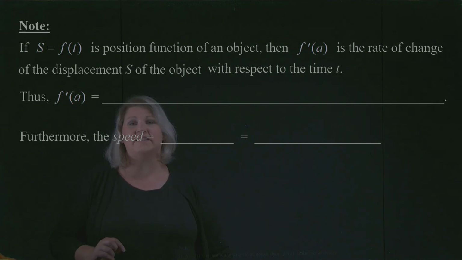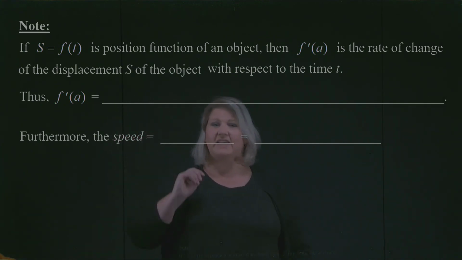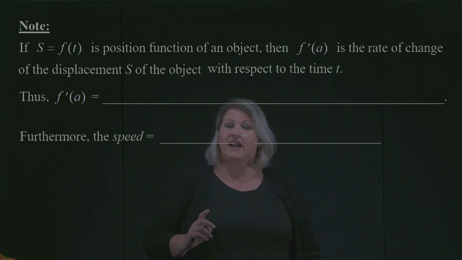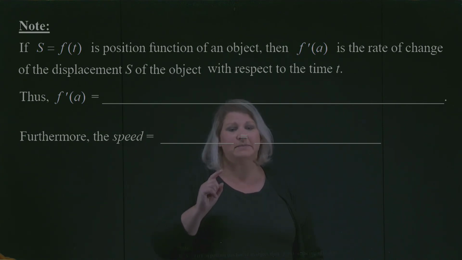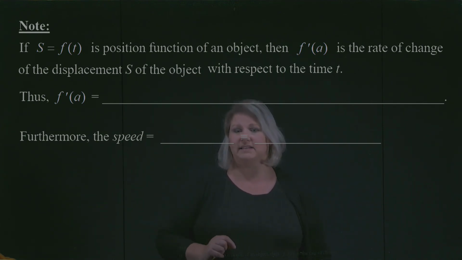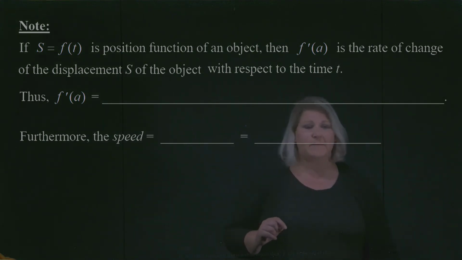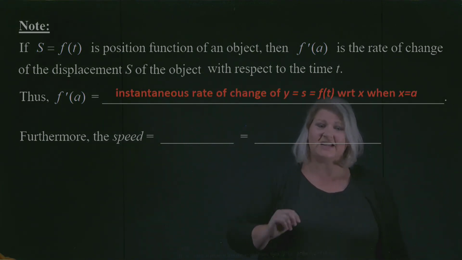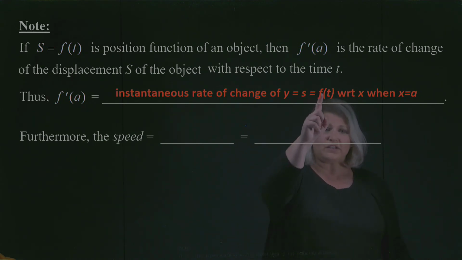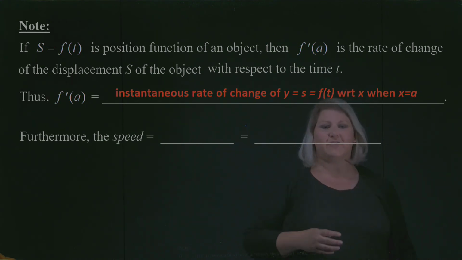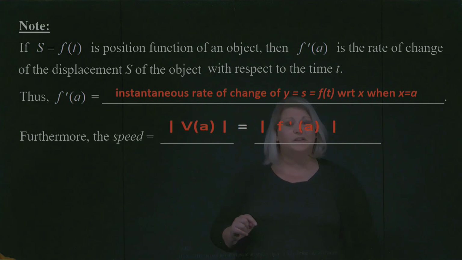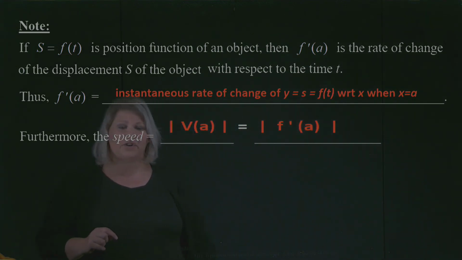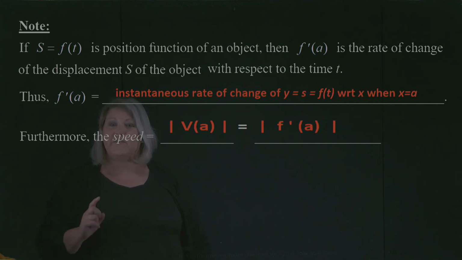Note, when we're talking about instantaneous rates of change, if s is your position function of an object, then f prime of a is the rate of change of the displacement s of your object with respect to the time t. Thus, f prime of a is your instantaneous rate of change of y with respect to x when x is equal to a. Furthermore, the speed is going to be the absolute value of that velocity function, or the absolute value of the derivative of f, or f prime of a.